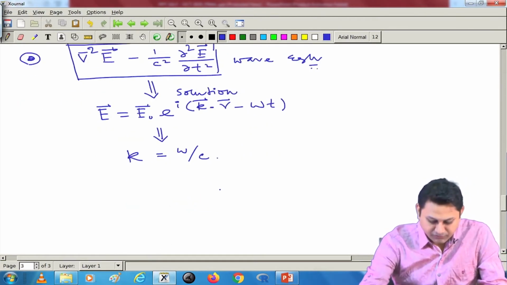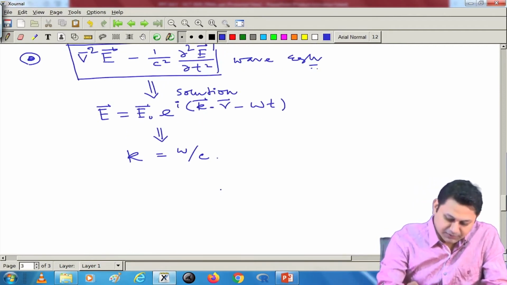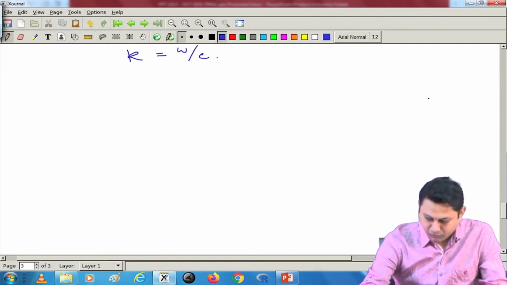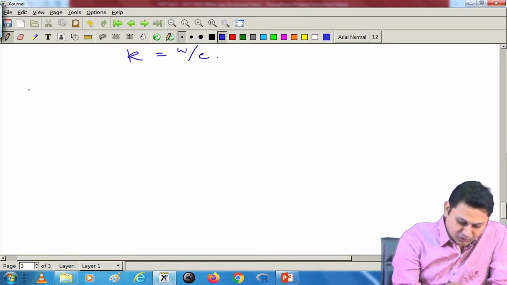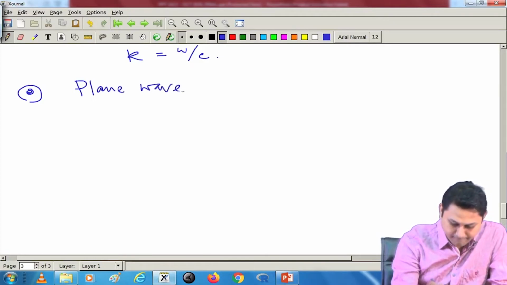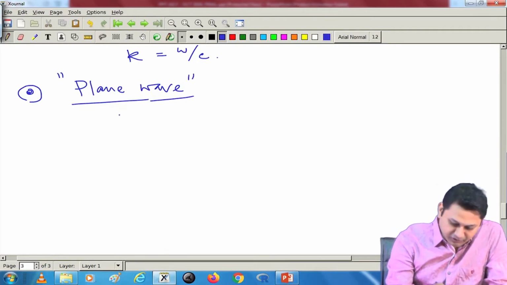Why it is called plane wave? Why are this kind of solutions called plane wave? This is called plane wave, by the way. These kind of solutions are called plane wave. So, quickly we understand what is the meaning of plane wave here. So, I have a solution in this form.